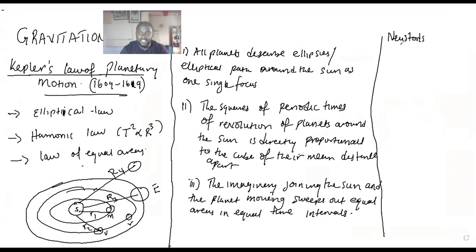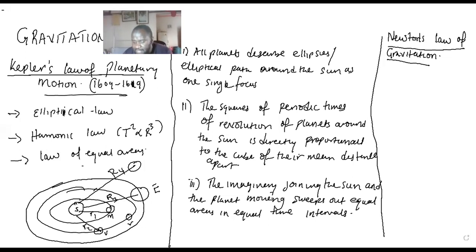You know, one of our greatest physicists is Newton. Newton's law of gravitation. So Sir Isaac Newton came in with a law which suggested that the force of attraction between any two bodies is directly proportional to the product of the masses of these two bodies and is inversely proportional to the square of their mean distance apart. Now, this is a law of attraction. We all know the law.